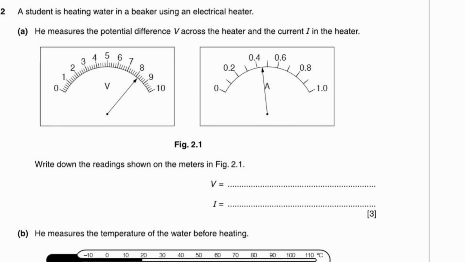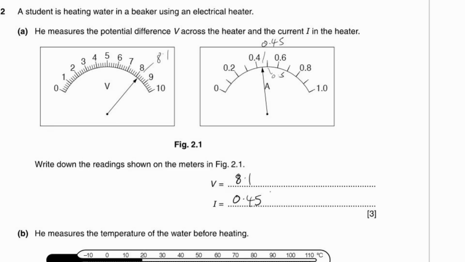Question 2. A student is heating water in a beaker using an electrical heater. He measures the potential difference V across the heater and the current I in the heater. Write down the readings shown on the meters. Ooh, okay. If I'm looking here, that looks like about 8.1 to me. And this is 0.5 there. So 0.45. So let's write that down. We've got 8.1 and 0.45.